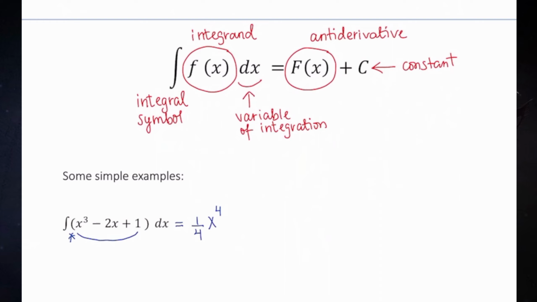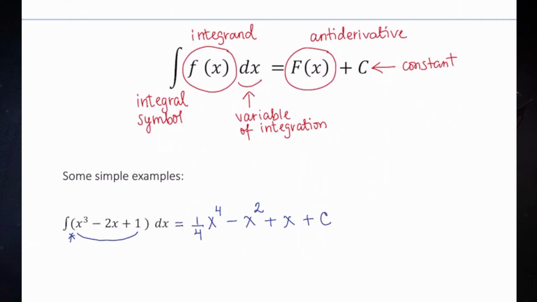And we're going to check our answer. What about negative 2x? Well, this would be just negative x squared. And then what about 1? That would be x, and we don't forget about the constant c.